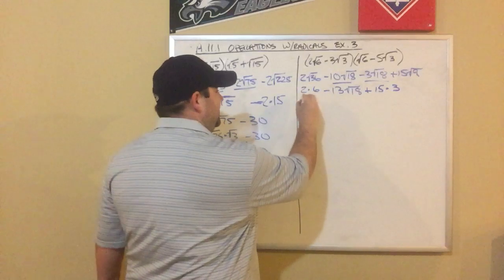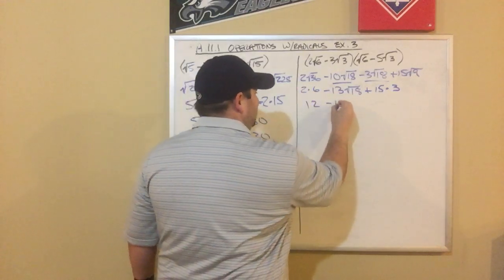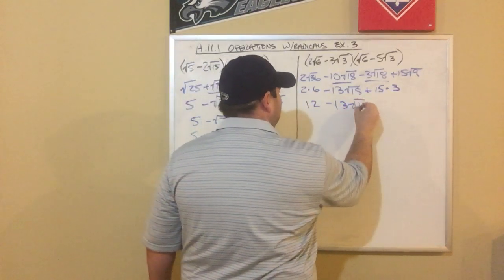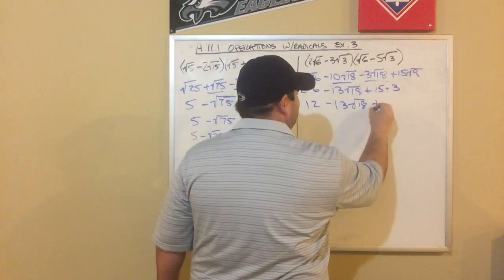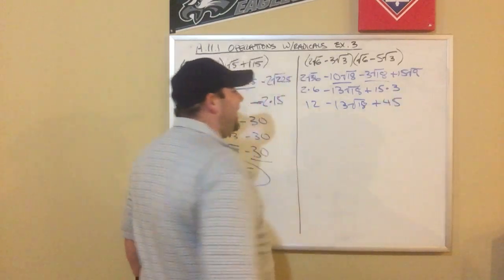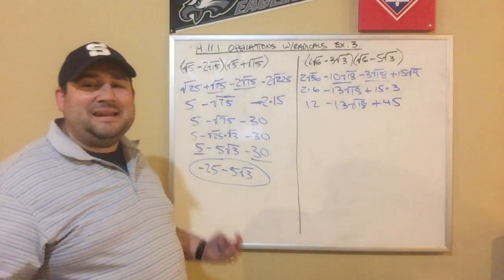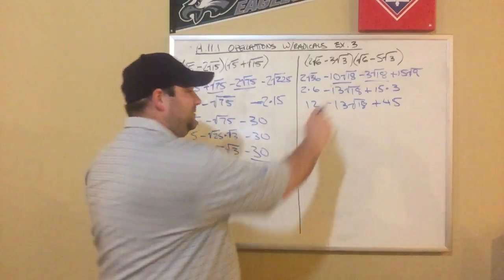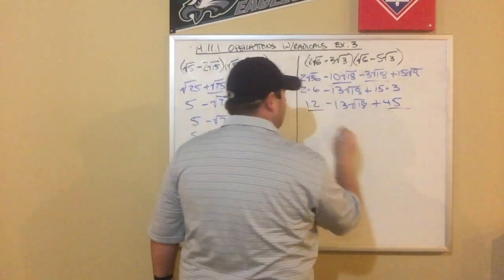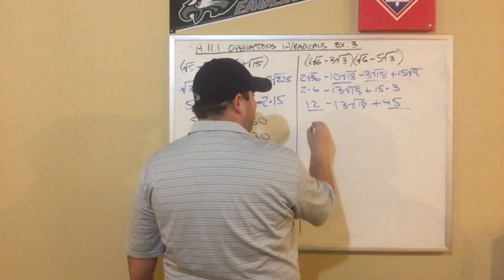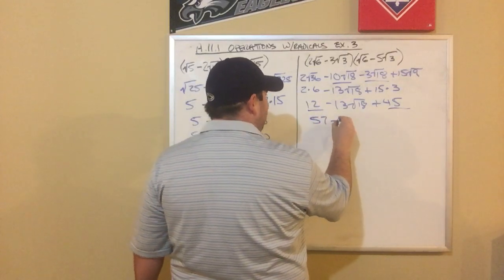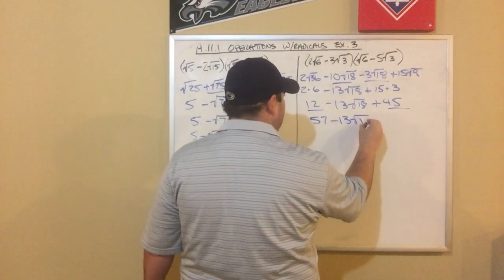Now I'm going to do this multiplication. 2 times 6 is 12. Still got this minus 13 root 18 in the middle. 15 times 3 is 45. Now the order you do things doesn't matter here. I could say, oh, these are like terms, I'm going to combine them. 12 plus 45 is 57. So I got 57 minus 13 root 18.